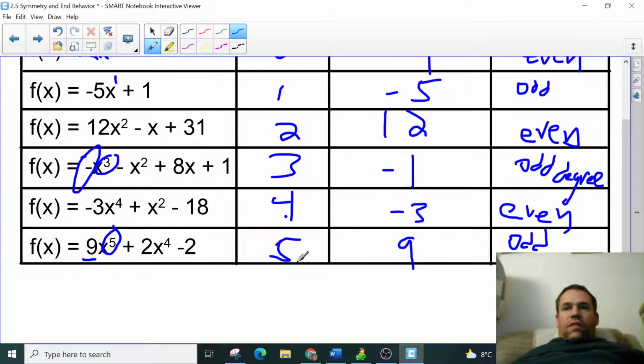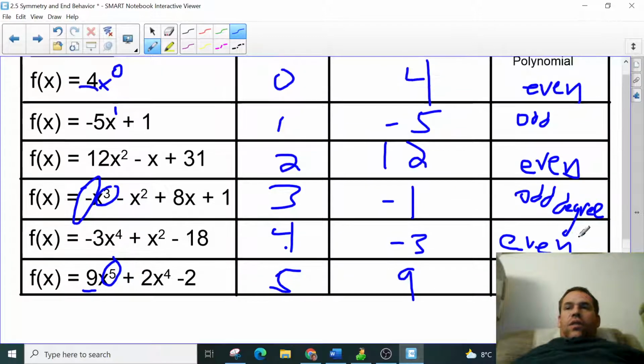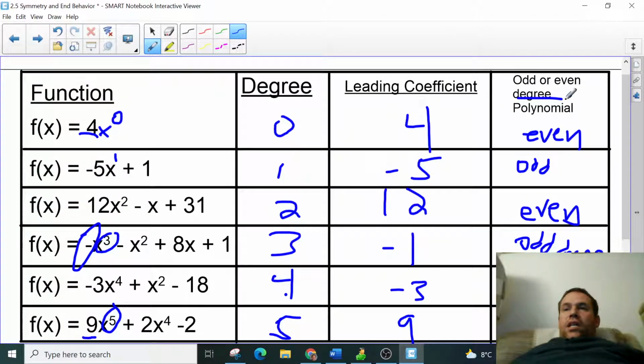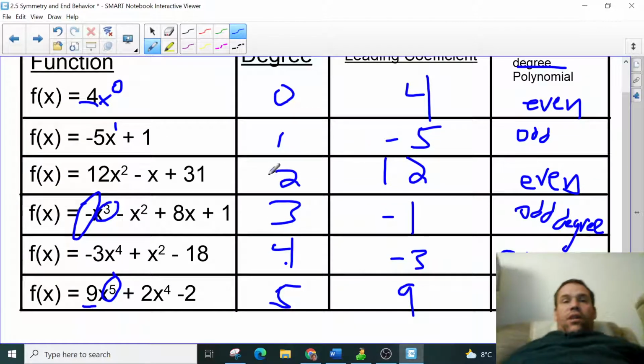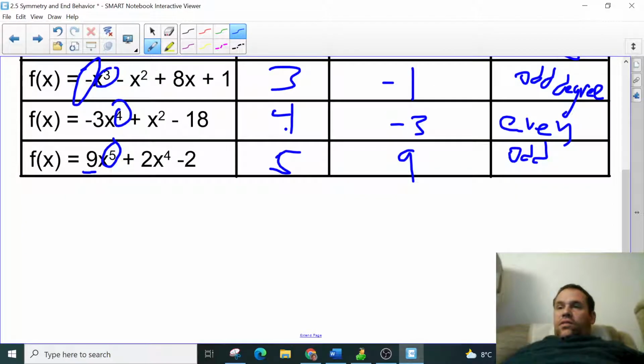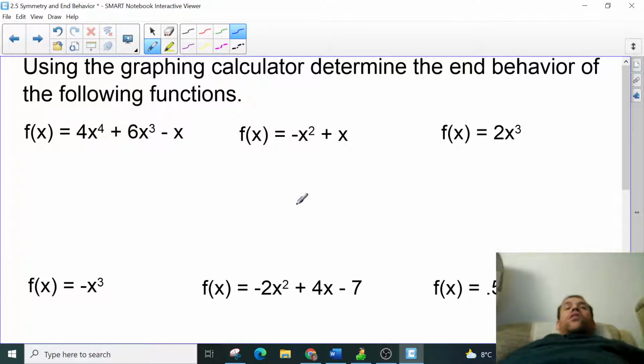Odd. So even, odd, even, odd. Again, the degree is the highest power, and then you look and decide if it's even or odd. Nice. Okay, so we're actually going to go and do the end behavior now.